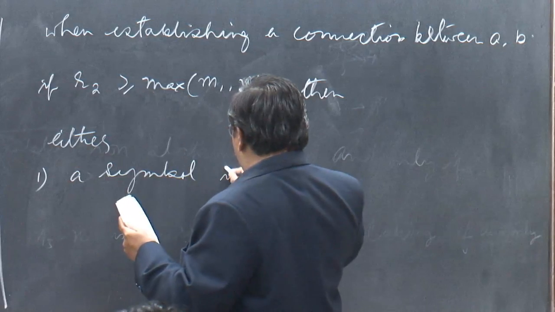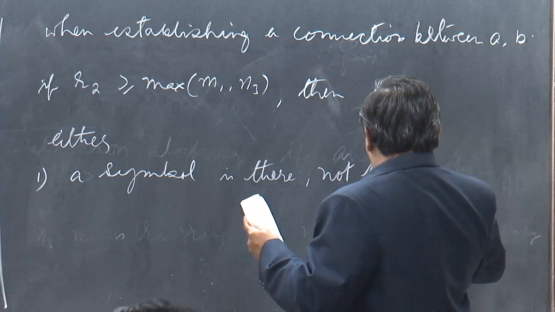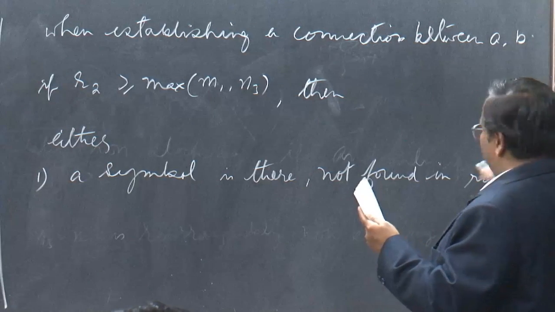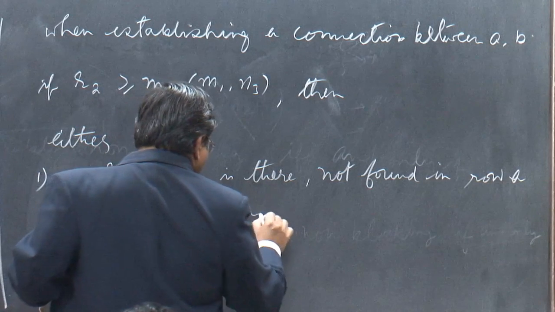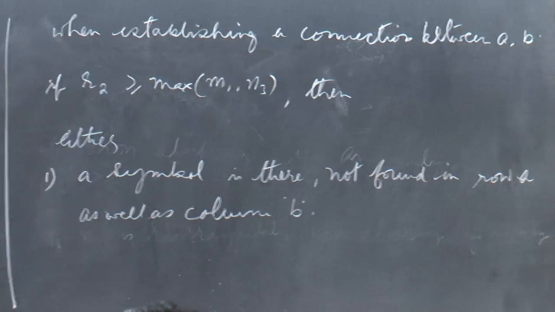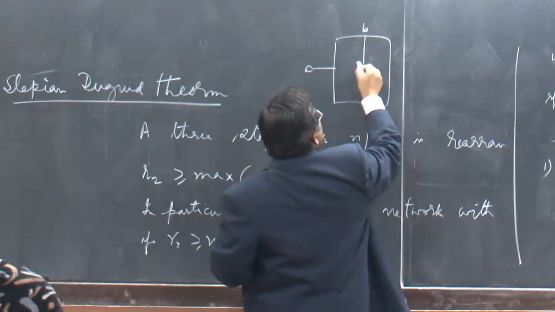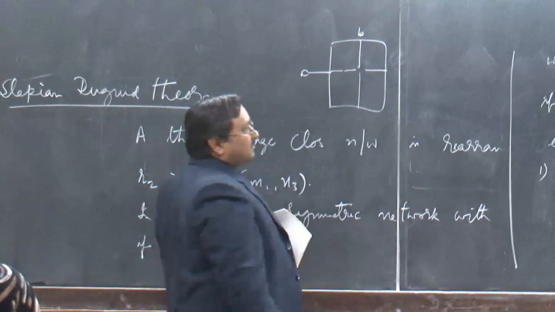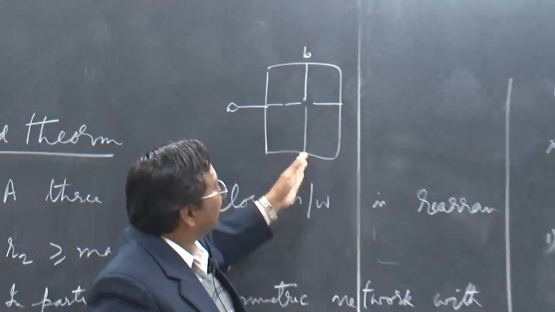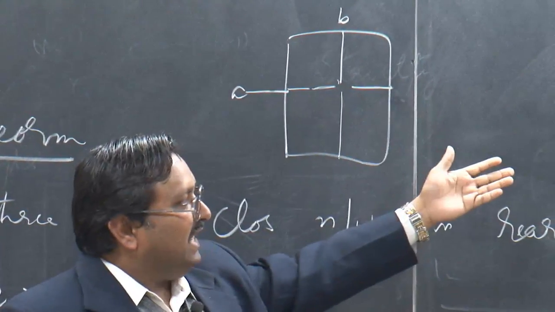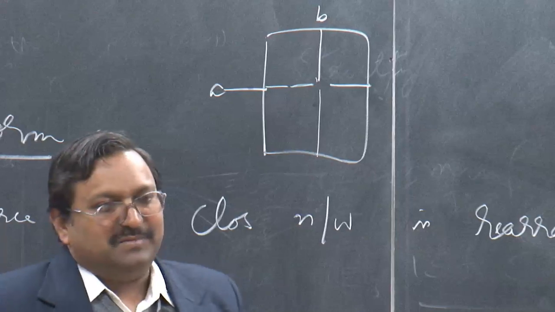a symbol is there not found in row A as well as column B. What it actually implies, these are rows and columns in the Paull's matrix. I want to set up a connection between them, and I have to prove that if this condition is satisfied, then when I look at all the elements here and all the elements here, at most there will be R2 elements. I will be able to find an element which can be put here. That's one possibility.